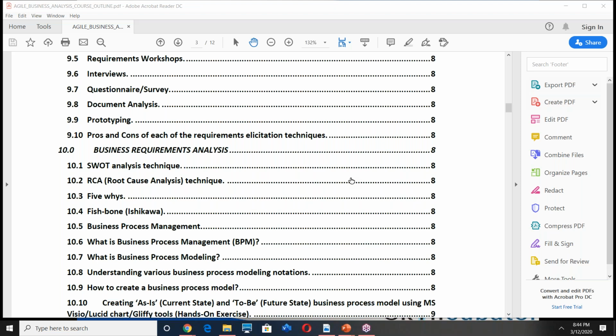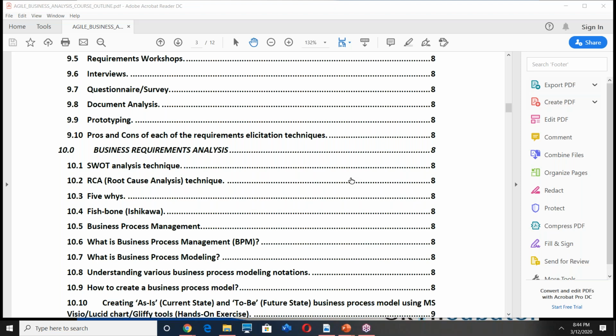We'll start with understanding what is SWOT analysis and use tools like Visio and other tools like Gliffy, Lucidchart, Draw.io to create a SWOT analysis. We'll do the root cause analysis, and there are two different techniques which you can use to do your RCA, which is 5 whys and fishbone.